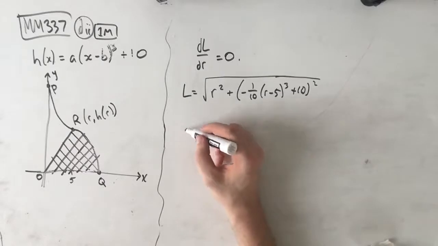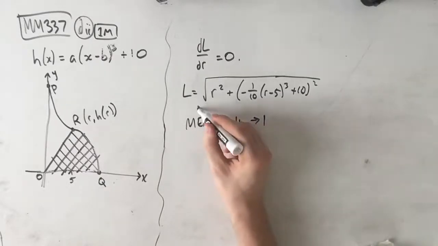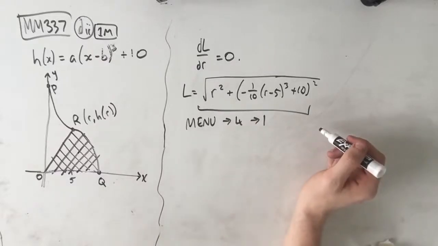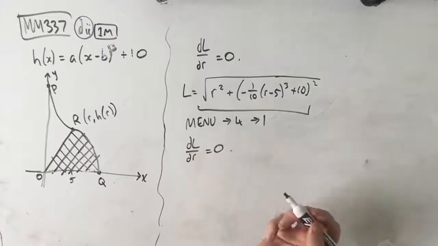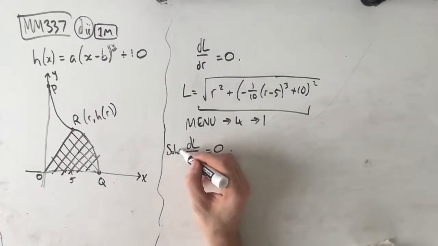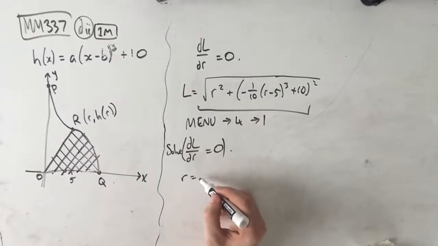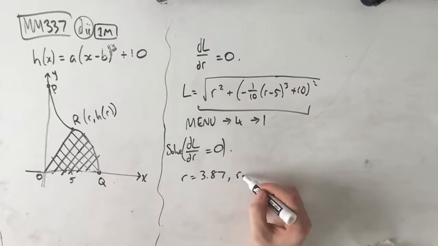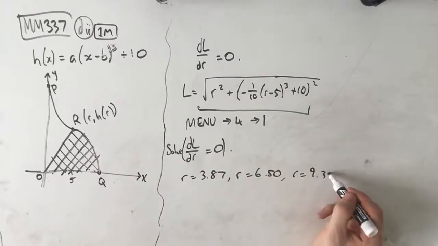So you're going to go menu 4 1, and then put this in here and find the derivative of that. Then we're going to solve for that equals 0. So the derivative equals 0, and then solve. What we come out with is r equals 3.87, r equals 6.50, and r equals 9.37.